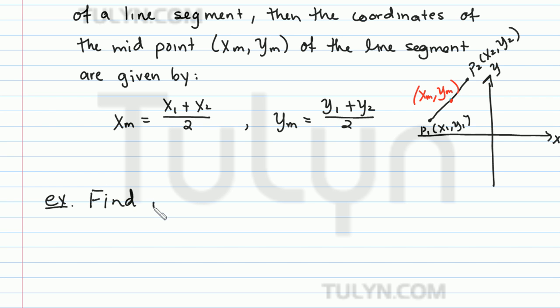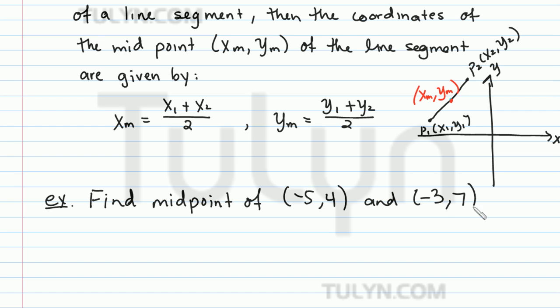So, for example, I want you to find the midpoint of these 2 points, -5 and 4. -5, 4 is the first ordered pair, and -3 and 7 is the second ordered pair. Well, what you do is apply the midpoint formula. So if you want to find the x coordinate of the midpoint, you take the averages of the x's. So let's say we call this x1, y1, and we call the second set x2, y2.